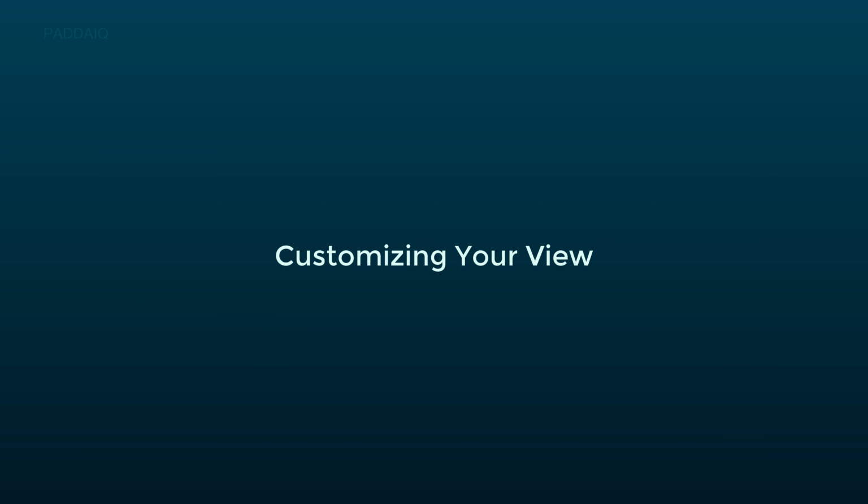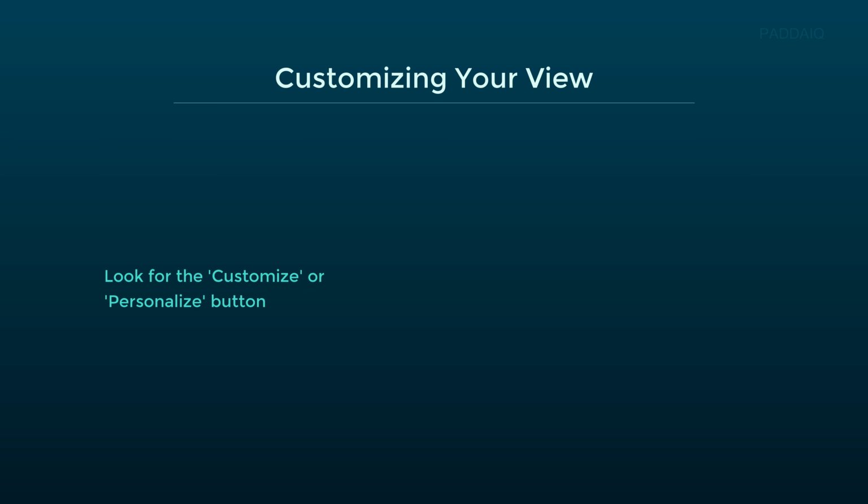Customizing your view. Look for the Customize or Personalize button. This lets you adjust the layout and information displayed to match your preferences. For instance, you can rearrange the order of columns in a list to see the most important data first. Using this feature helps you work more efficiently by tailoring the interface to your needs.